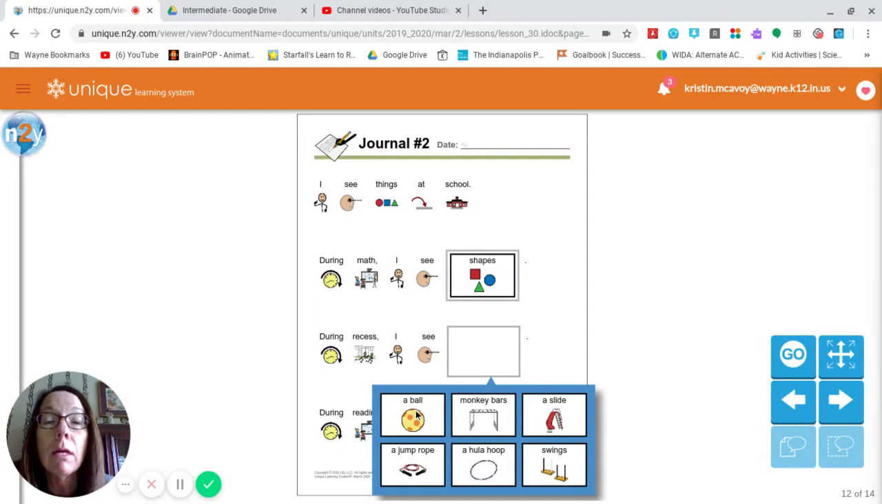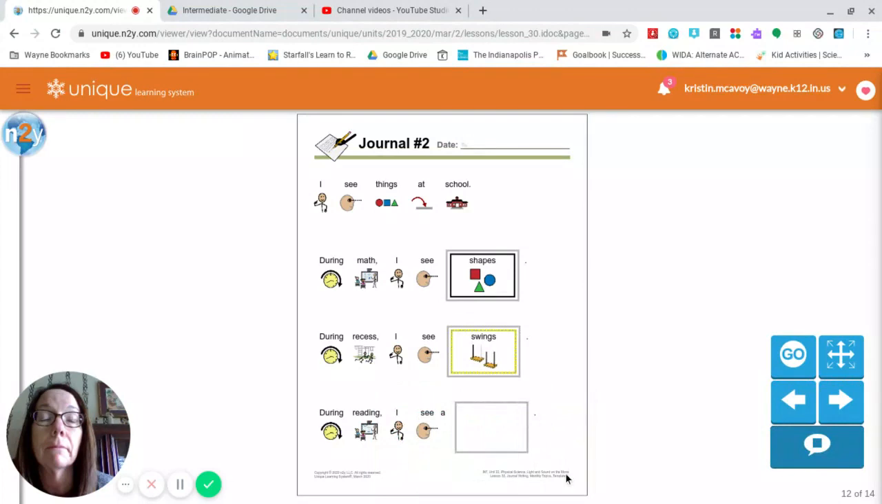So a ball, monkey bars, a slide, a jump rope, a hula hoop, and swings. And these are all things that are sometimes outside during outdoor recess. We typically don't take out a hula hoop, but sometimes there's a hula hoop outside, and there's always a jump rope outside too. So think about what you see when you're outside at recess and what you want to choose to fill in that blank with. I think I'm going to choose swings. Swings.